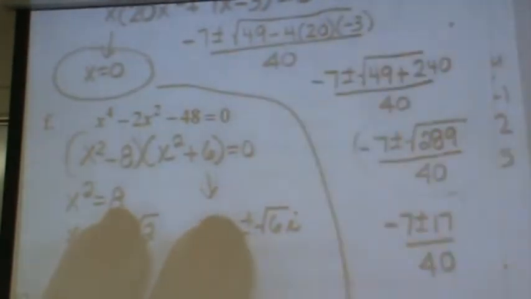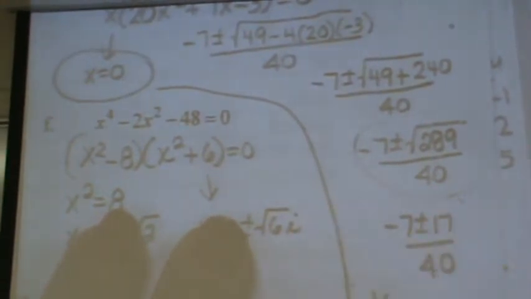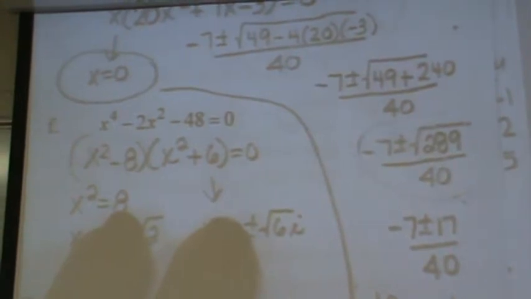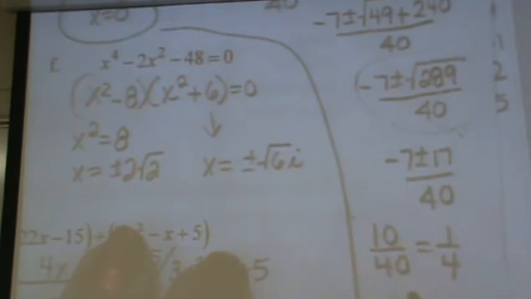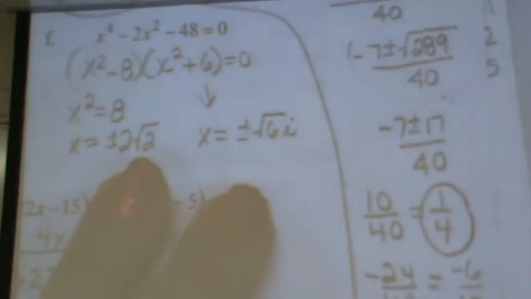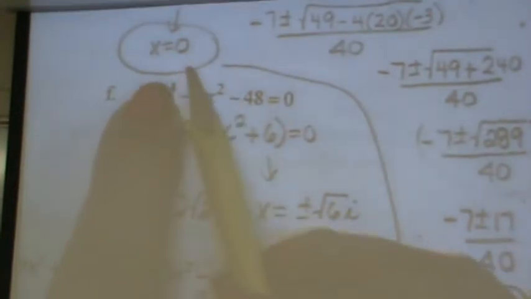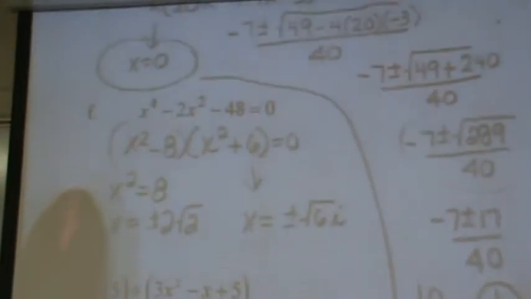So you can simplify this more. So negative 7 plus 17 is 10 over 40, which is 1/4. And we have also negative 24 over 40, and we could divide each by 4, and another 2, negative 3/5. So negative 3/5 and 1/4 are 2 more zeros. How about that? So the 3 zeros for D, you're gonna see it down this page, is 0, 1/4, and negative 3/5.